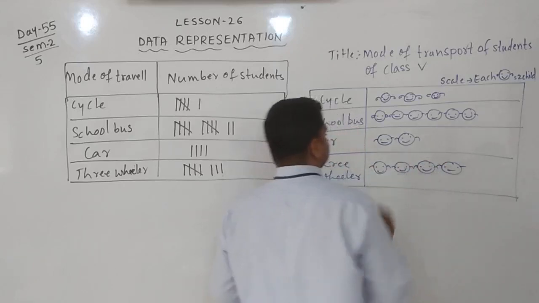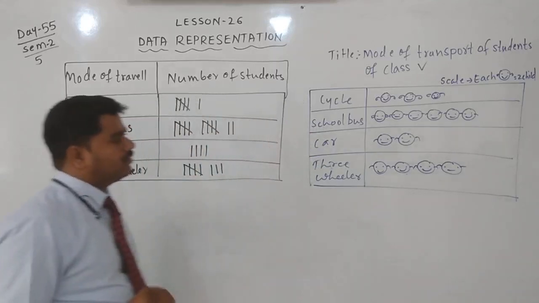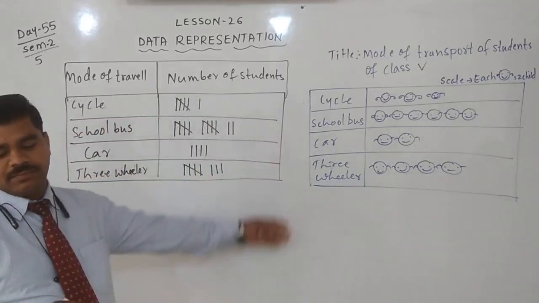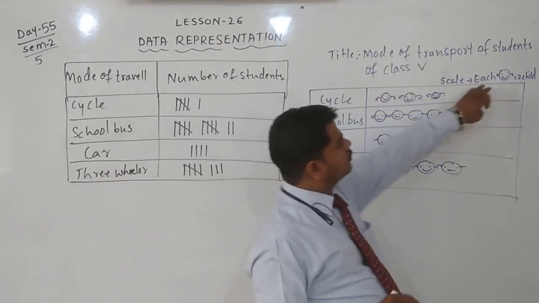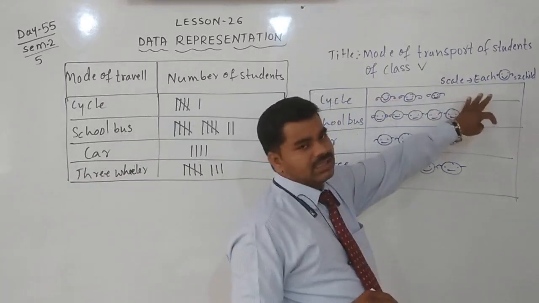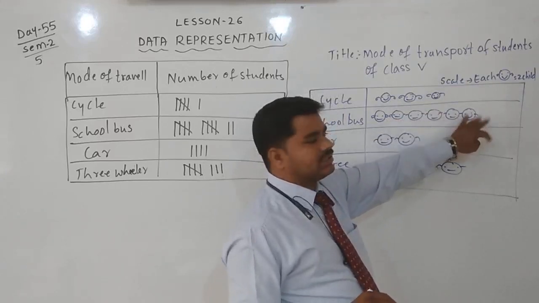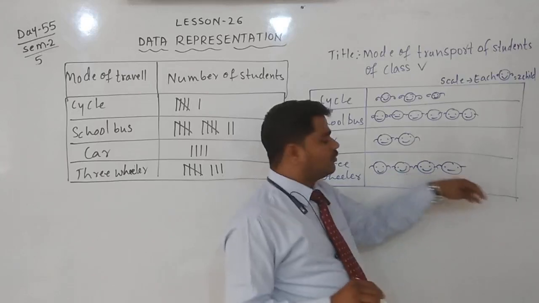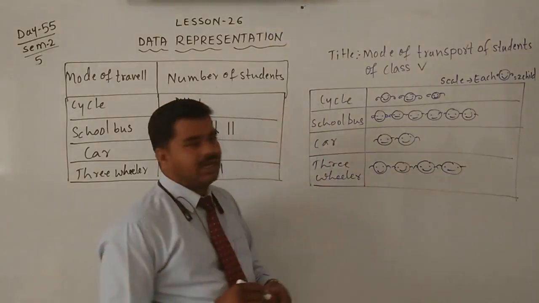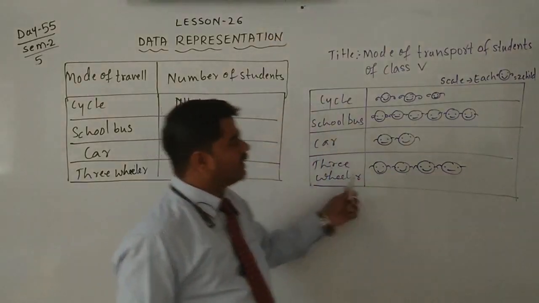This is showing the pictograph. Very simple. How many children by cycle? 6 children, 2 threes are 6. Here 2 sixes are 12 children. 2 twos are 4 children by car. 2 fours are 8 children by three-wheeler. Write down this one.